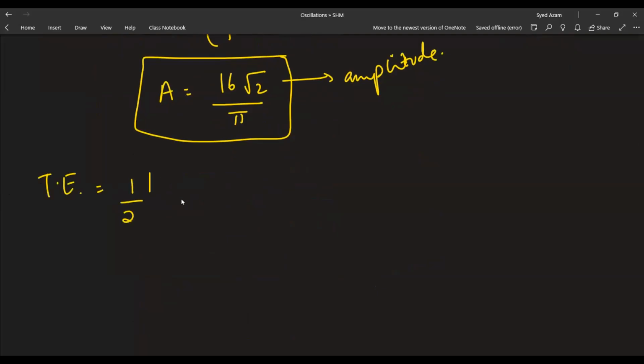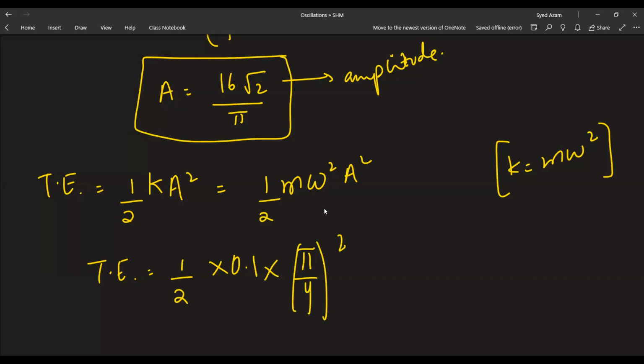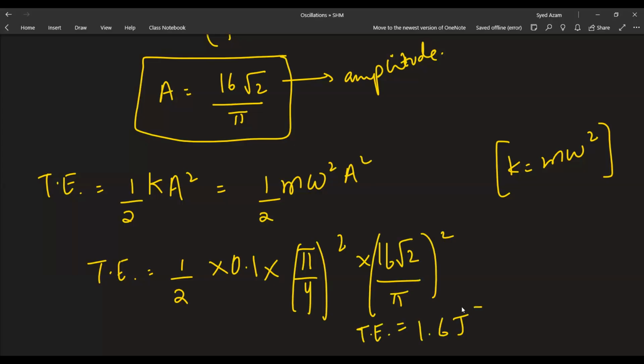Total energy is half k a square. So it will be half m omega square a square because k is equal to m omega square, right? So look, total energy will be half, mass is 0.1, omega is pi by 4, right? 2 pi by 8, so this will be pi by 4 whole square. And amplitude we have got 16 root 2 by pi whole square. So when you will solve this, you will get this as 1.6 joule. The total energy will come out to be 1.6 joule.